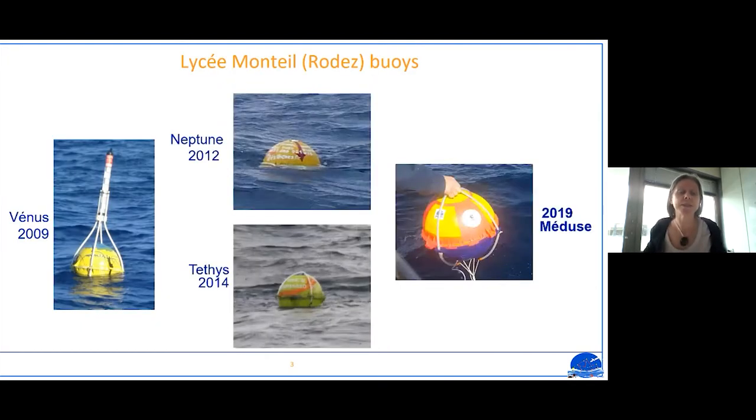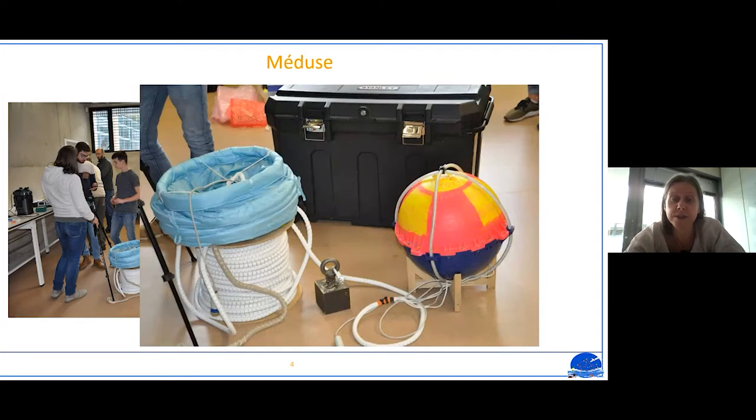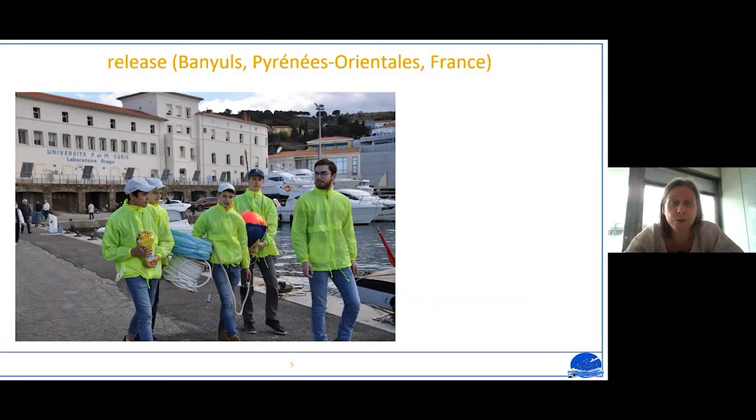To do that, they've built several buoys. We lend them the coverage, and they add internal cards and electronics in them, and then they are launched. The latest of them was called Medus in 2019. And here are the students with the buoy and a zoom on it. You see there's some kind of things to load it so that it follows mostly the currents and not so much the winds. And they went to Banyuls nearby the Spanish border to launch it.